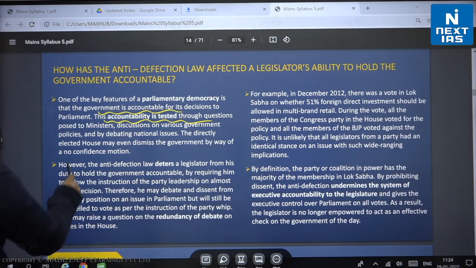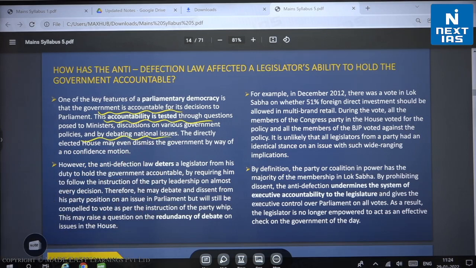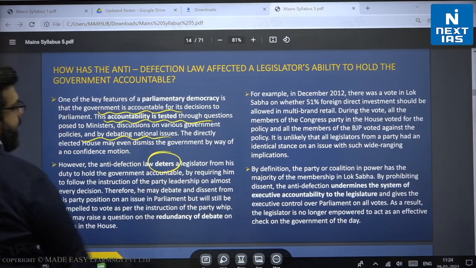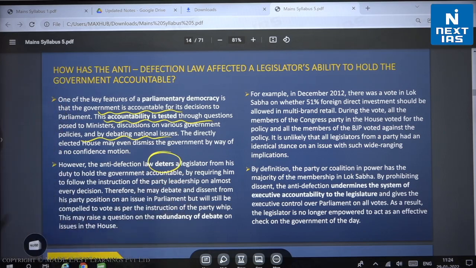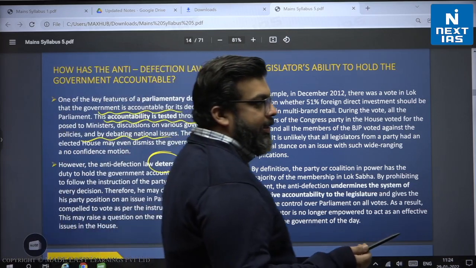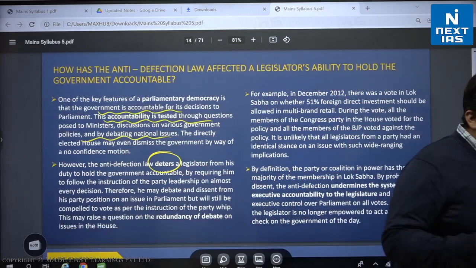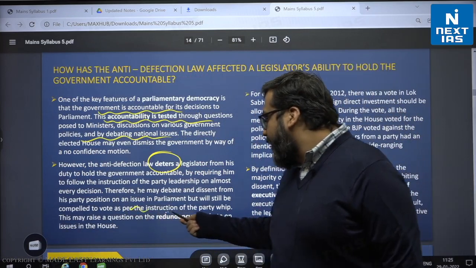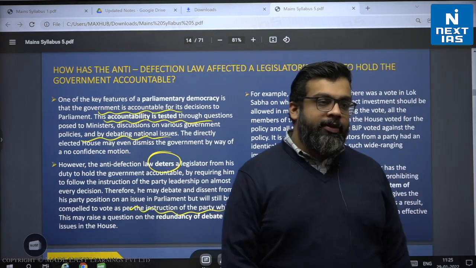And therefore, what happens because of this is that you are not able to even look at a no confidence motion, which could then remove the government. Okay. Now, what happens is anti-defection law reduces this possibility. It reduces the ability of the MPs to keep the governments accountable, because you have to follow instructions from the whip which come from the party high command. Therefore, even if you are wanting to debate and dissent, even if you have a different opinion, you will still be forced to vote as per the instruction of the whip.